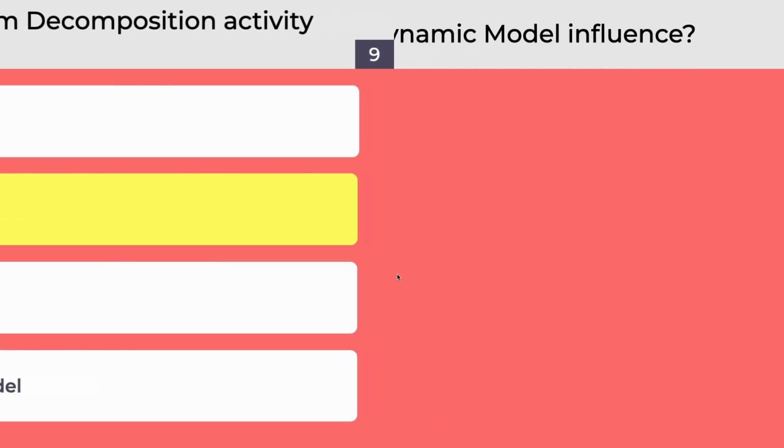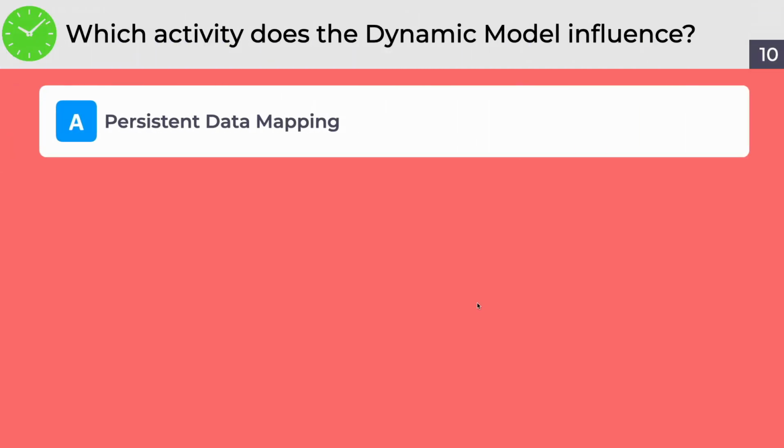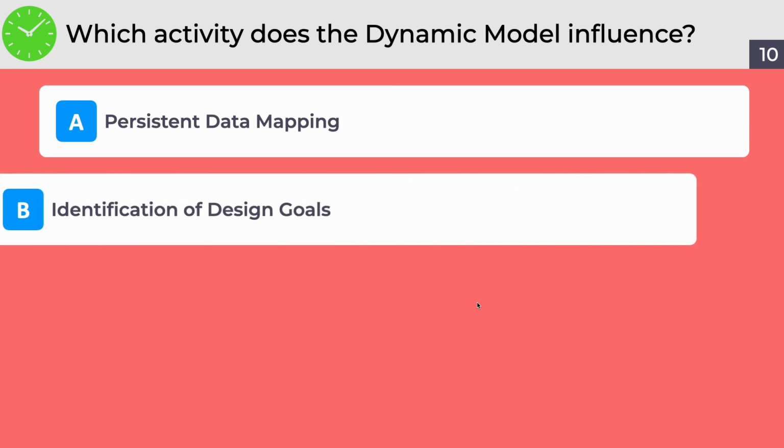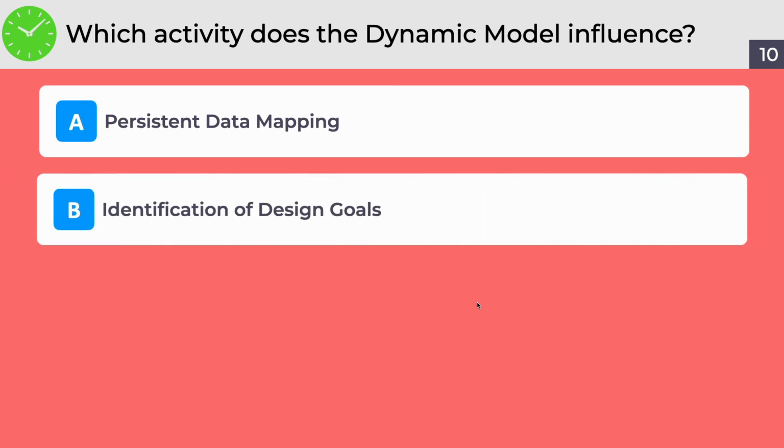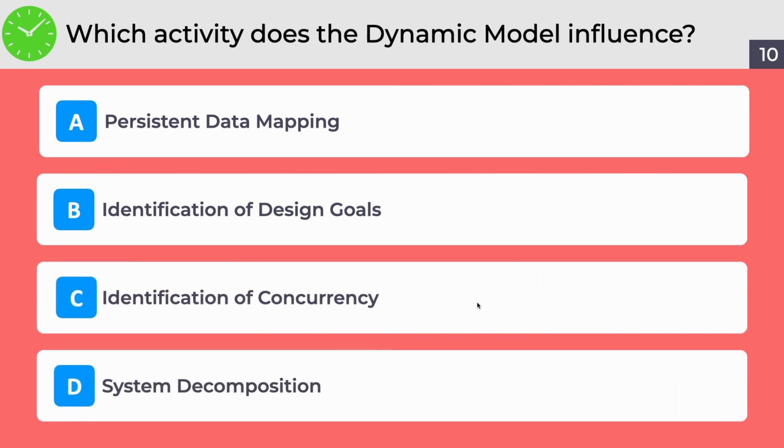Which activity does the dynamic model influence? Option A, persistent data mapping. Option B, identification of the design goals. Option C, identification of concurrency. And option D, system decomposition. Your time starts now.